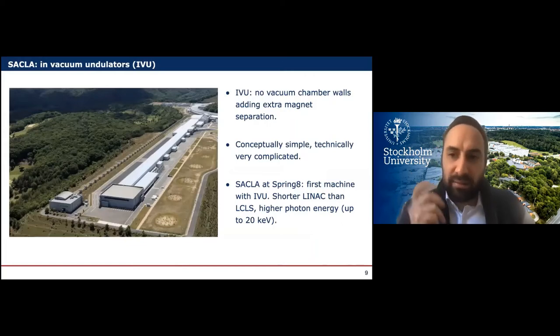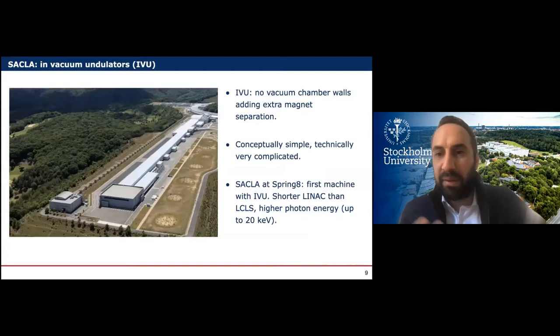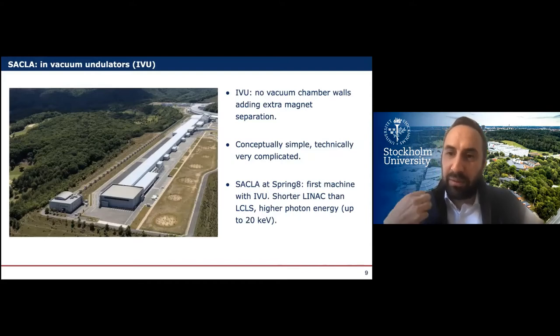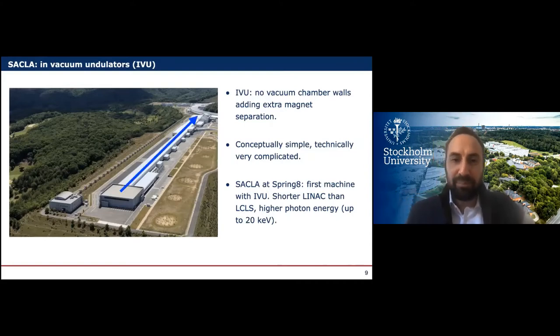The technical advancement that they did there was to use vacuum undulators. This is a technicality, but basically what you can remember is that it allowed building shorter machines and producing harder X-ray radiation, meaning you can get to even shorter wavelengths. This was a big technological development. It sounds very simple, but technically it was very difficult to realize.